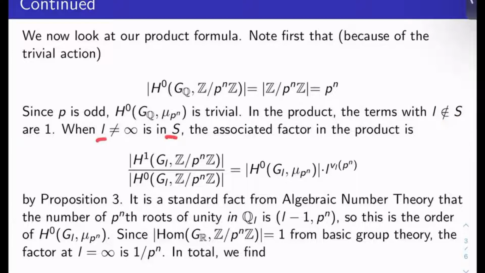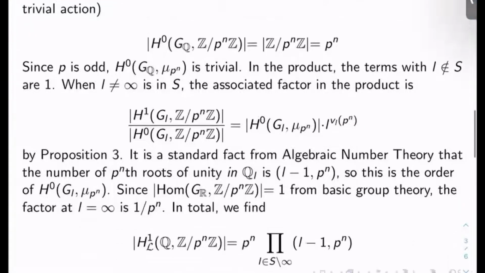If l is in S and not infinity, the associated factor in the product formula is, by definition, the size of H^1 of G_l, Z mod P^N Z over the size of H^0 of G_l, Z mod P^N Z. But by Proposition 3, that's just the size of H^0 of G_l, mu_{P^N} times l to the P-adic valuation of P^N. Okay, and then it's a standard fact from algebraic number theory that the number of P^N-th roots of unity in Q_l is the GCD of l minus 1 and P^N. So see Gouvea's book on p-adic numbers, for example.